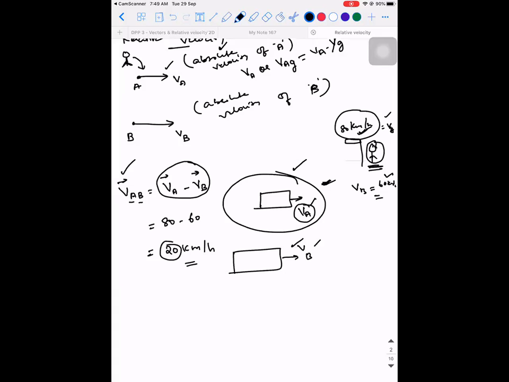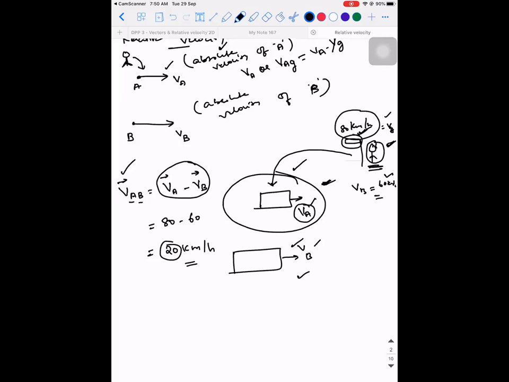Second is, instead of this police standing on the road, had this police been seated in car A and he's trying to use the same sensor to measure the speed of B, what will the speedometer record? 20 kilometers. Sorry?